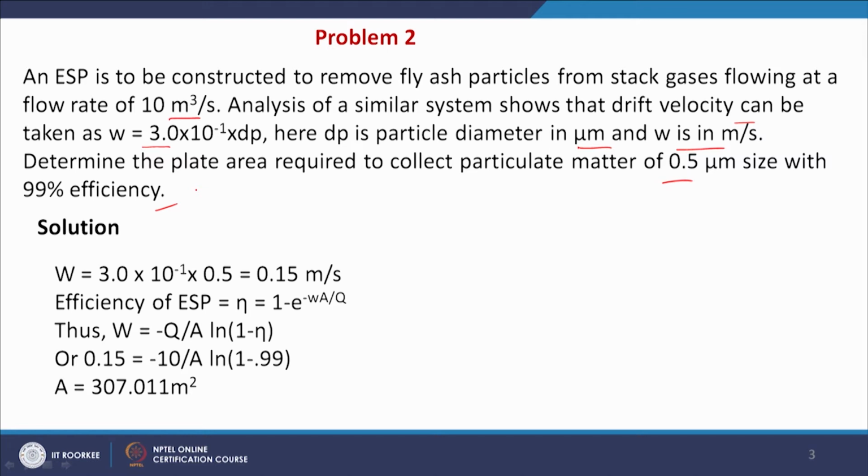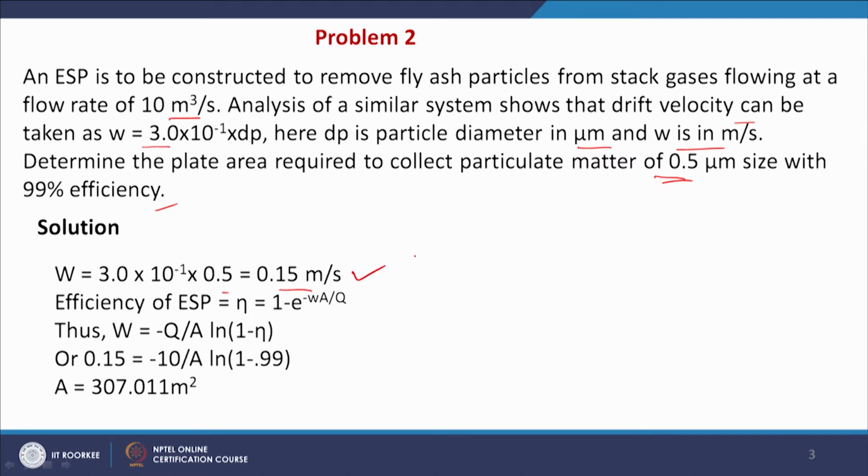In this case the efficiency is 99% for the particle size of 0.5 micrometer, and the drift velocity here is given as a function of dP, that is the particle diameter. So, in our case dP value is 0.5 micrometer. So, we will calculate that W is equal to 3 into 10 to the minus 1 into 0.5, that is equal to 0.15 meter per second. So, this is our drift velocity.